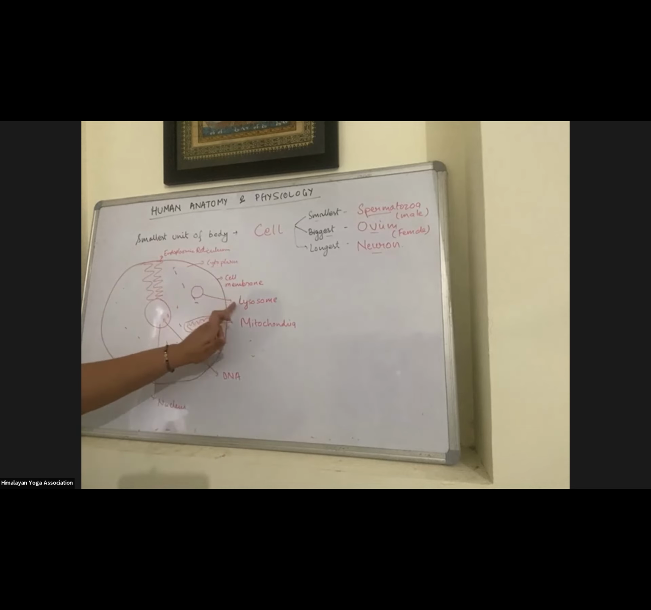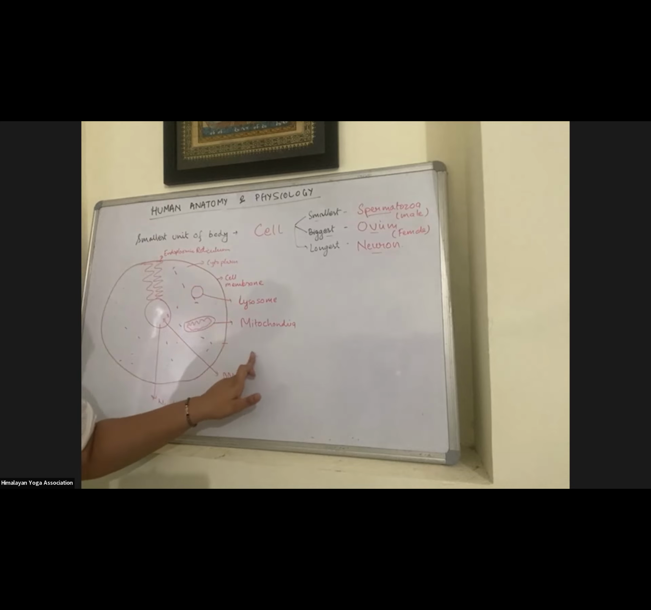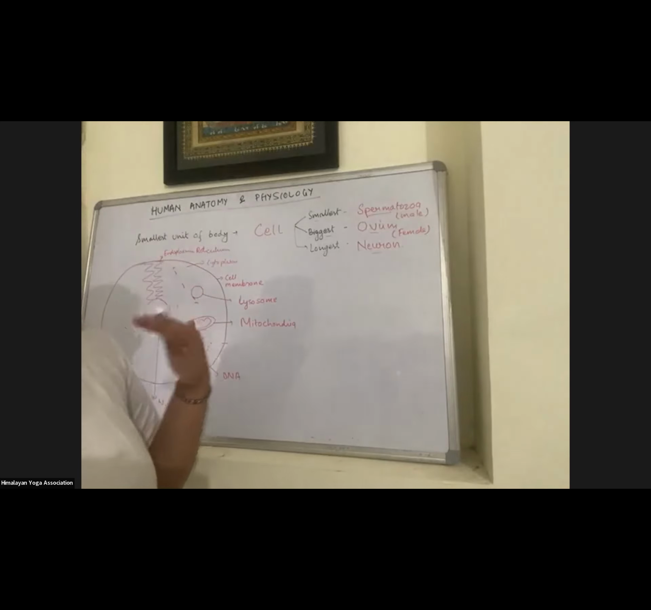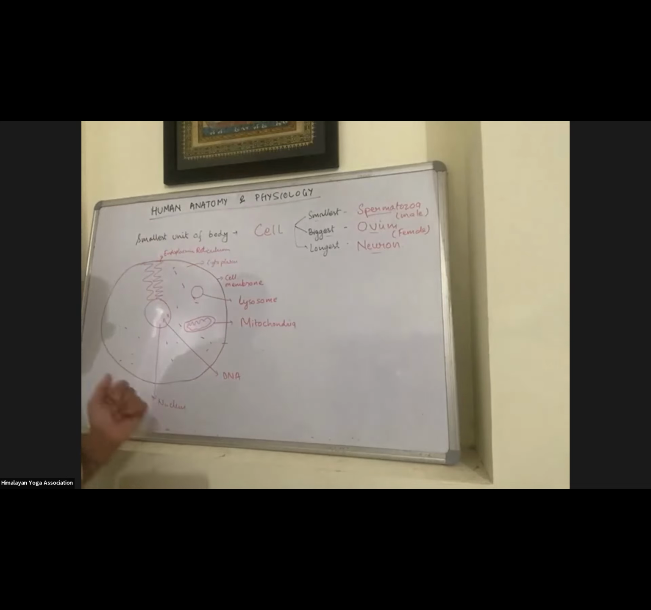Cell membrane, lysosome, the suicide bags, mitochondria, the energy storehouse, DNA. DNAs are responsible for carrying information from one generation to another generation. Then we have nucleus, in which the DNA is stored.